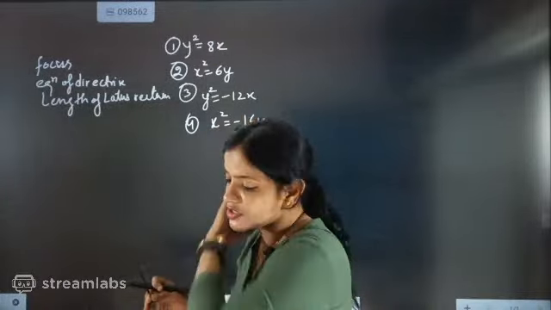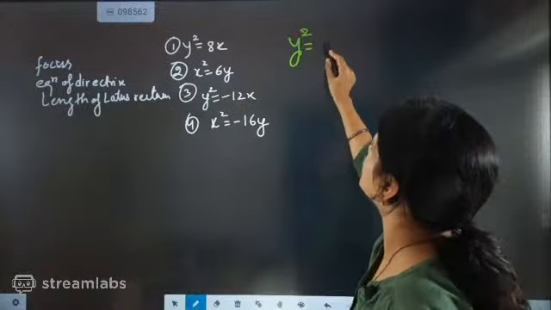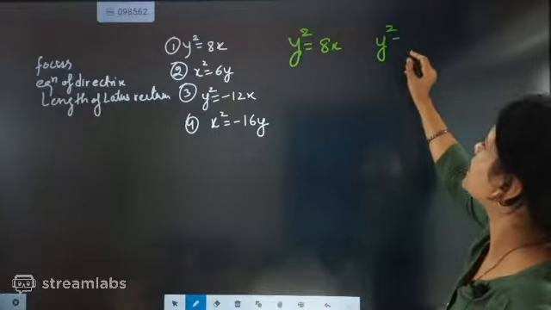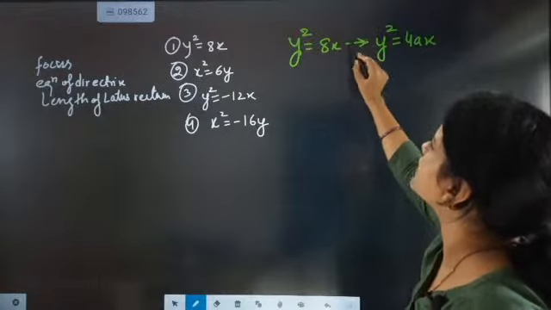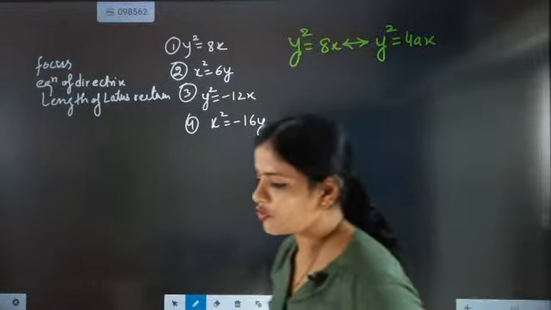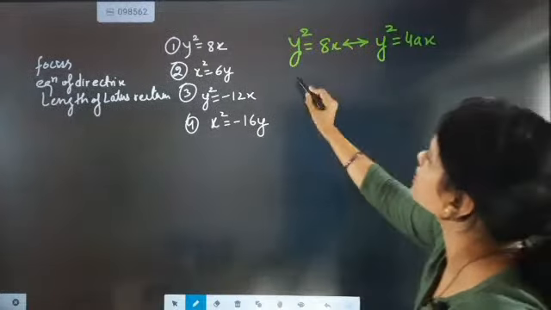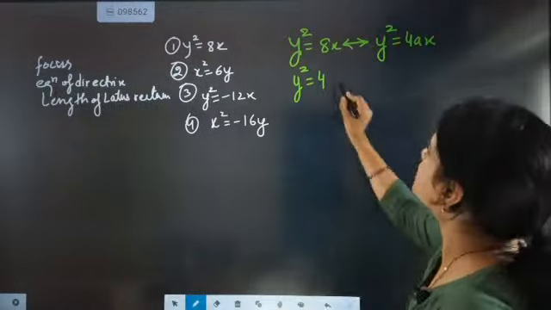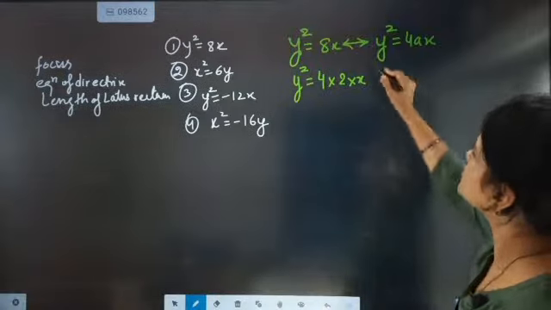What is the first equation for you? The first equation is y square equal to 8x. Now beta, it is looking similar to y square equal to 4ax. Isn't it looking identical? So if I take 4 out, then it is going to be 2 into x. Now it is looking the same.